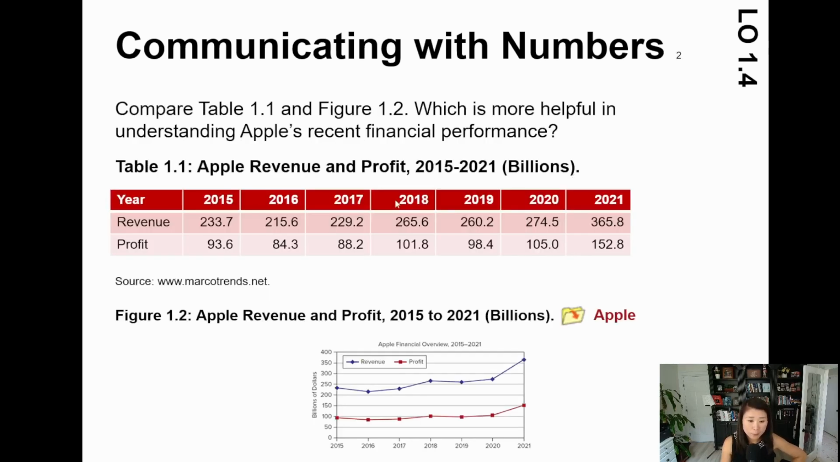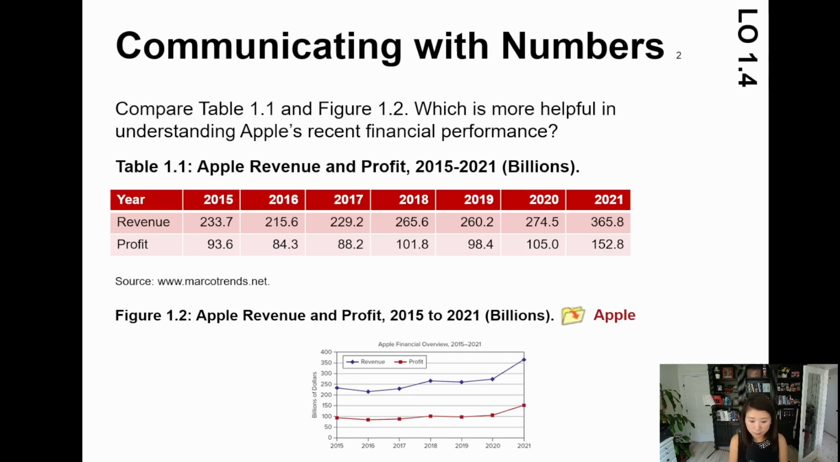Okay, so I give you this example here. Look at Table 1.1. Apple's revenue and profit is shown in a table versus the figure below. Which one do you prefer? Of course, if you are presenting this to anybody, they're going to prefer the figure. It's very straightforward: you can see the revenue and the profit all go up. But before 2021, they kind of staggered. But as we know, the gap between the revenue and the profit is getting wider.